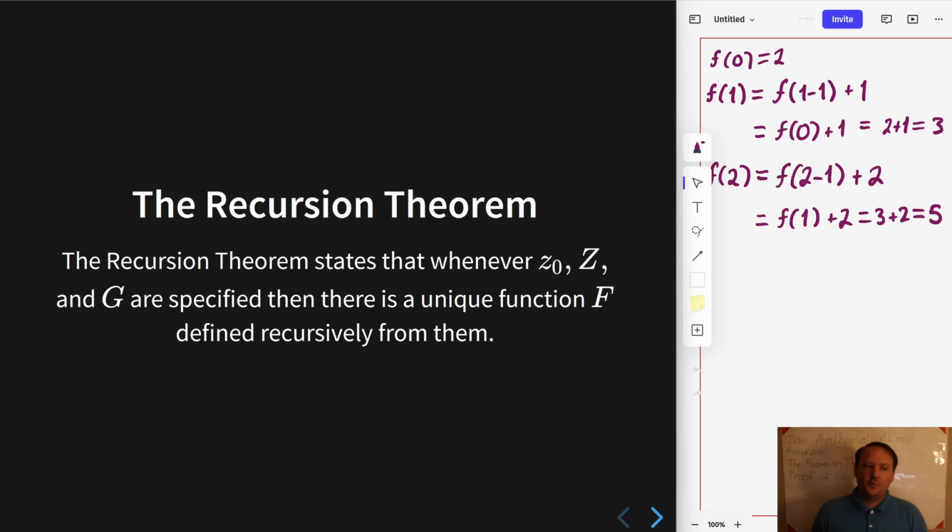The recursion theorem is, in a sense, kind of trivial, right? It sounds very noble, and I guess maybe it is. But what it states is really fairly simple and straightforward. It says that whenever you specify z naught, the initial value, and a z and a g, basically the ingredients for a definition by recursion, that determines a unique function, basically telling you that you can define functions by recursion, and that when you do, you get a well-defined function.